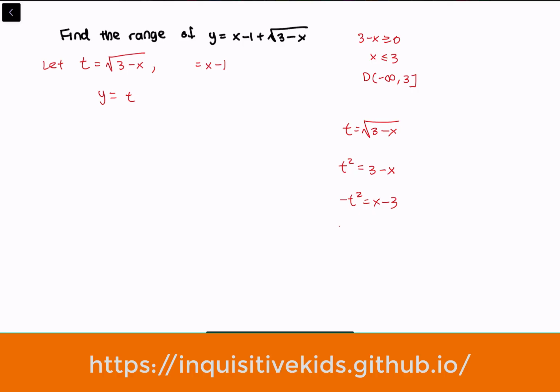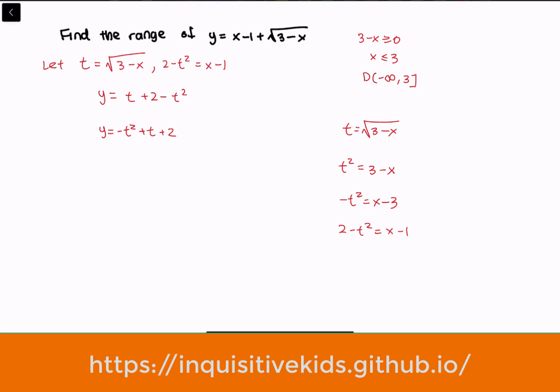And if we add 2 to both sides, this would give us x minus 1. So we can let 2 minus t squared equal x minus 1. So then the function y would be rewritten as t plus 2 minus t squared. Now, this is in a form of a quadratic that we're very familiar with. Y is equal to negative t squared plus t plus 2.